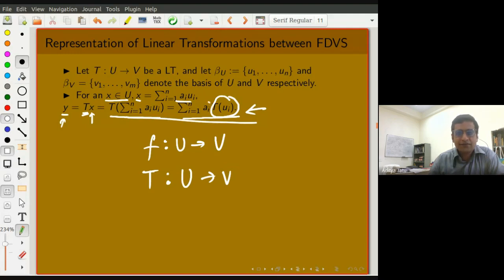Because this a_i, of course, has nothing to do with T. It comes from how I represent the input x in terms of the given basis. So as far as specifying or designing a linear system is concerned, the job is much easier. The number of variables is much less. The number of parameters is reduced drastically. The only thing that is left in designing a linear system is to figure out where this linear system will map the basis to.